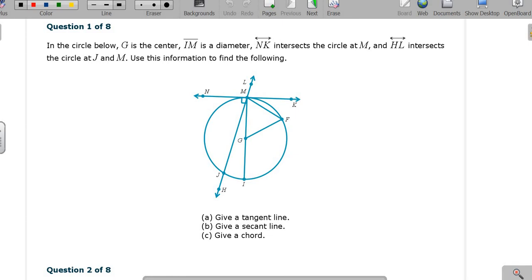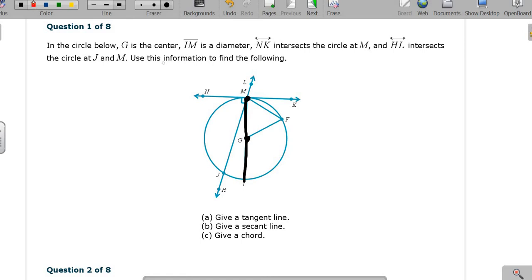Students, this is the help video for 7.1 through 7.3. We have a circle below, and IM is a diameter, so keep that in mind. NK intersects the circle at M, which makes it a tangent. HL is at the center of the circle.